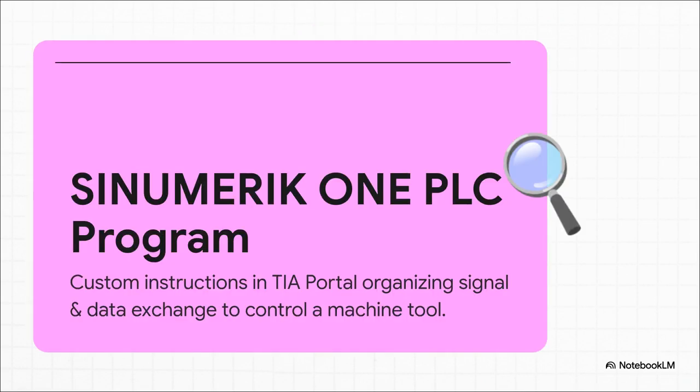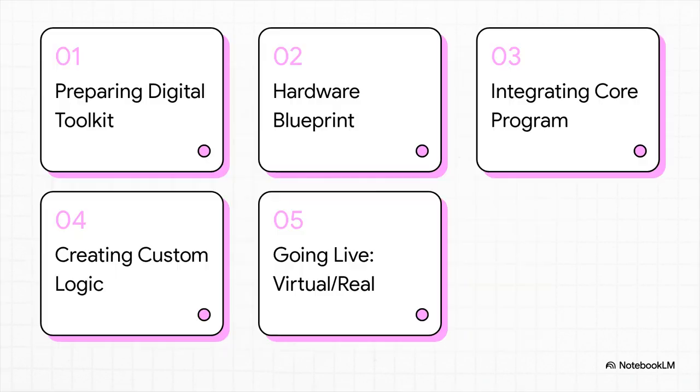So what are we actually talking about here? What is a SINUMERIK 1 PLC program? Well, think of it as the machine's central nervous system. It's all the custom instructions you create in the TIA Portal. It's the thing that organizes all the signals, all the data. Basically, it's the critical link between the controller's brain power and what the machine actually does out there in the real world.